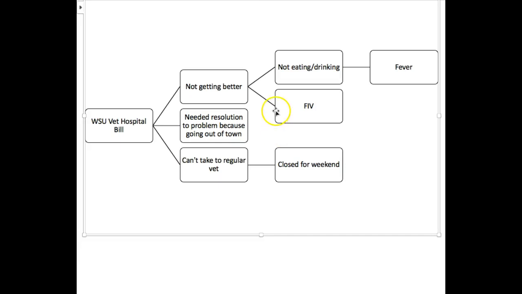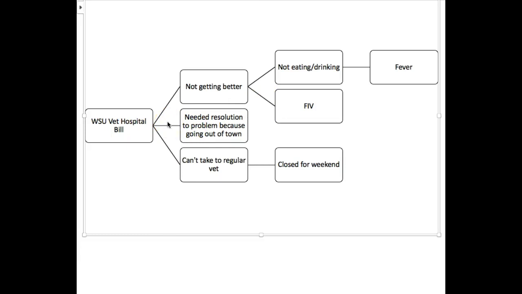So some of these links are breakable, some of them are really not. For example, we really can't break the link between FIV and not getting better because there's no cure for FIV. There's nothing we can do about it. It's just a condition he has. So this isn't a breakable link. Unfortunately, this link wasn't breakable either.